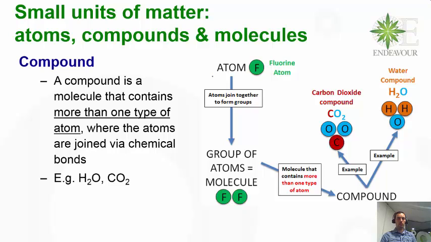And for the compound, this is where there needs to be more than one type of atom present in the group, and those are again joined by chemical bonds. So you can see for both carbon dioxide and water, they both meet this definition because they have not only oxygen atoms but also carbon for carbon dioxide and the hydrogen in the water, meaning they have more than one type of element's atom within those groups.